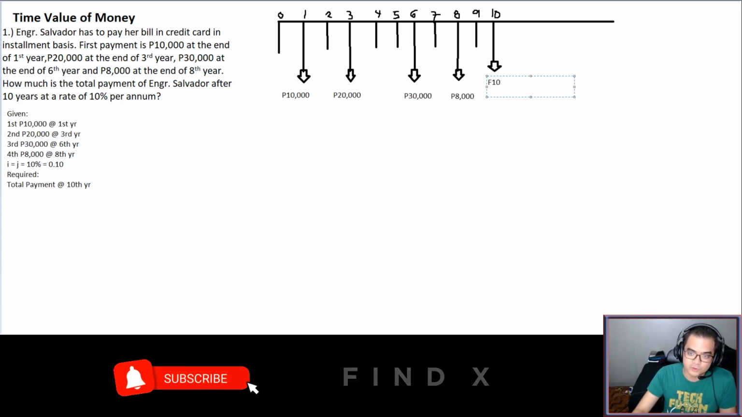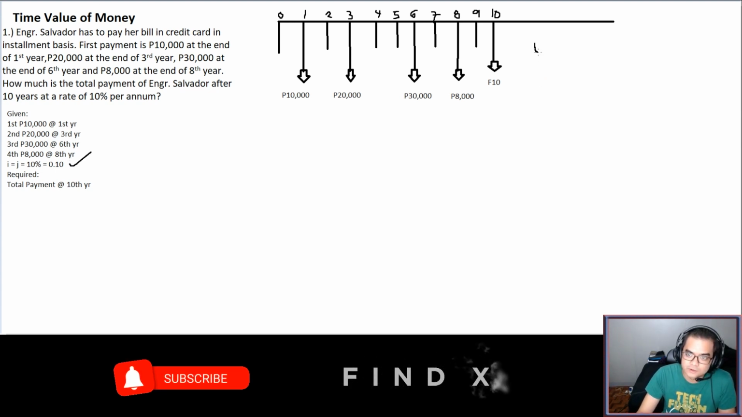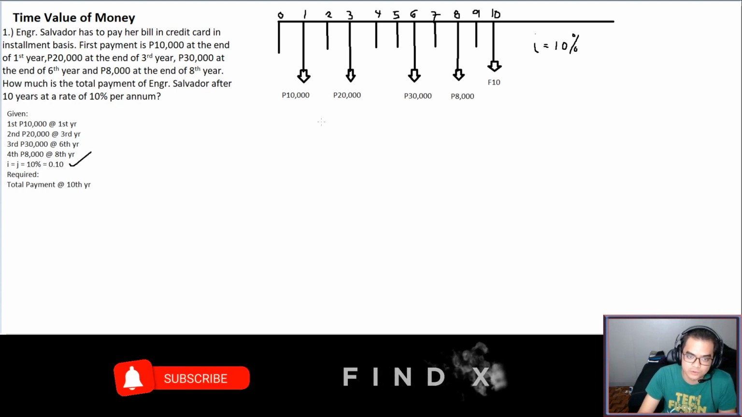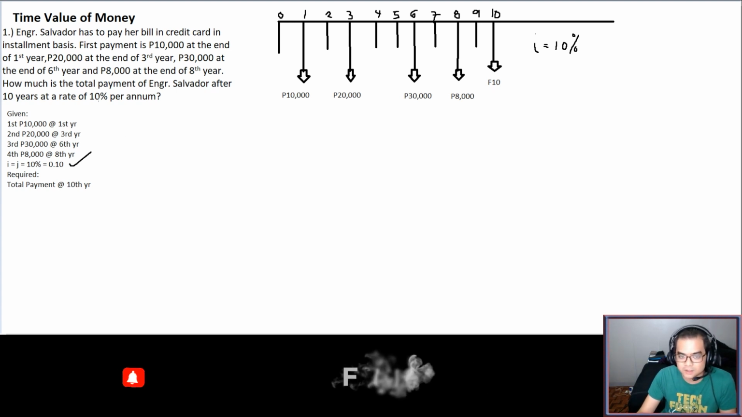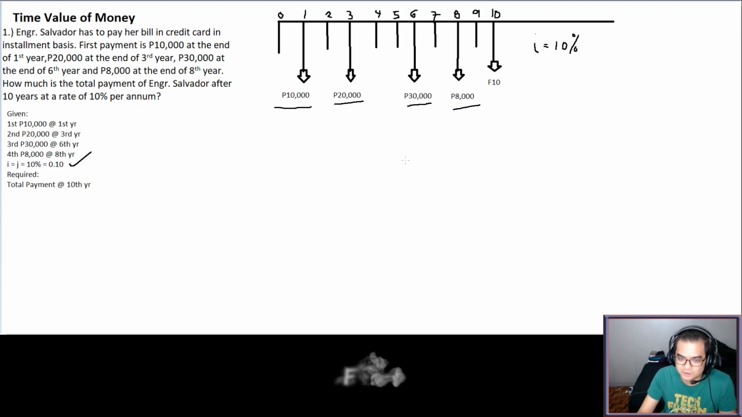So why F10? Because remember that we have an I given, so I is equal to 10%, compounded annually or per annum. We are looking for the total payment of Engineer Salvador. You cannot simply add 10,000, 20,000, 30,000, and 8,000 and say that will be the total payment. It is not as simple as that.